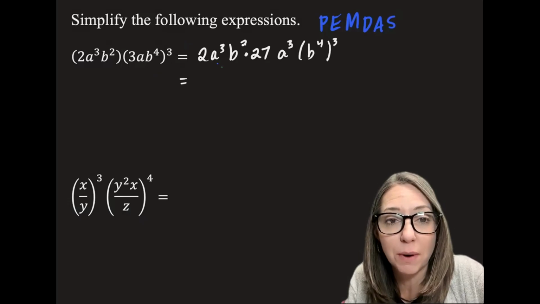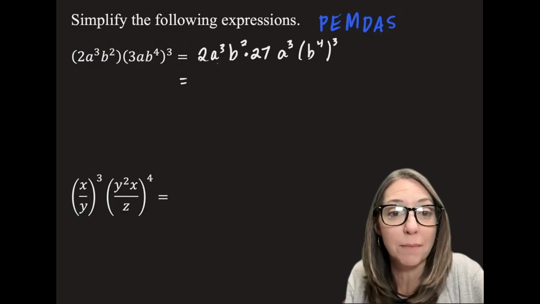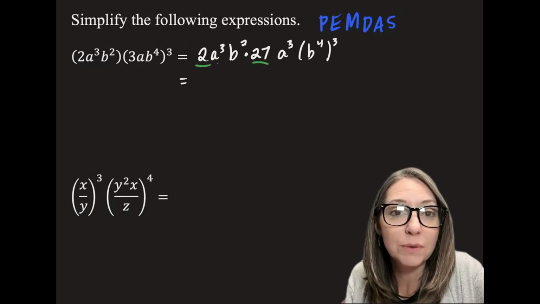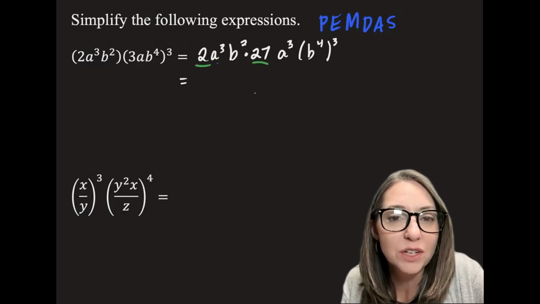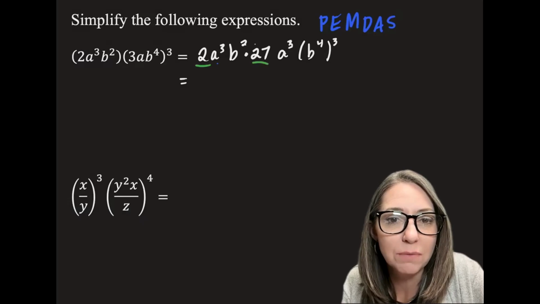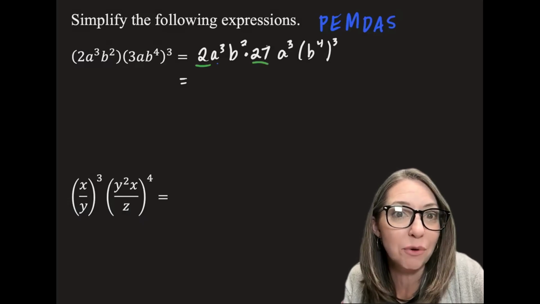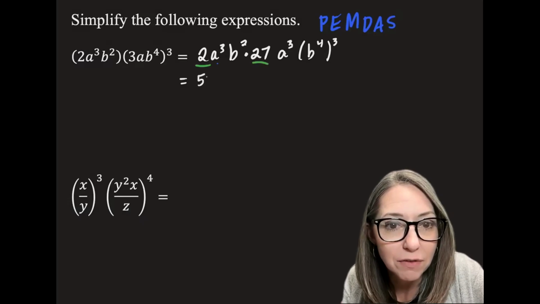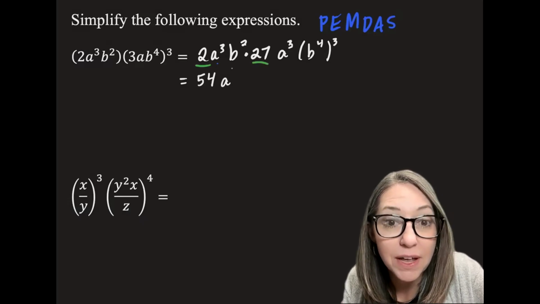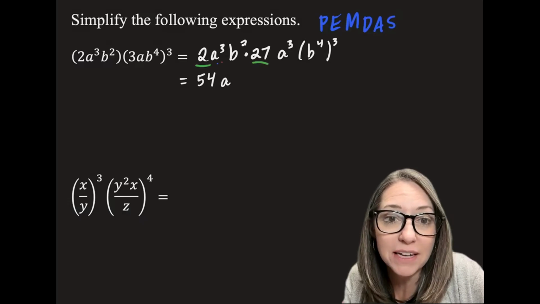So we do have two numbers, and of course, order in which you multiply does not matter. So we can multiply the 2 times the 27. So 2 times 20 is 40, and 2 times 7 is 14. So 40 plus 14 makes 54. We have a cubed times a cubed. We add those exponents when you have the same base, different exponents. So that will be a to the power of 6 right there.